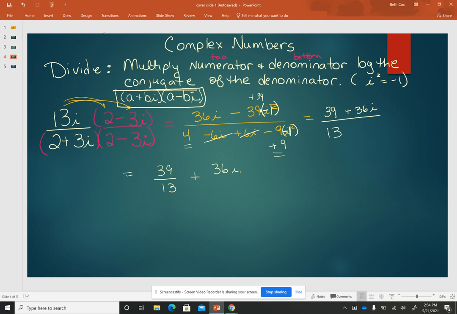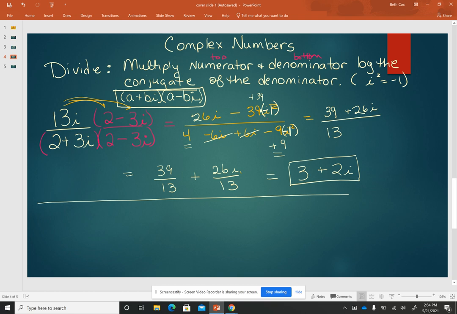36. Is that really 36i? No, it's not. It's 26i. 26i. There we go. Sorry. There we go. And these are reducible. The first fraction reduces to 3. The second fraction reduces to 2. And there's my answer. Okay.